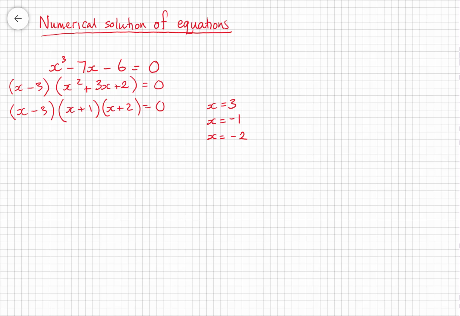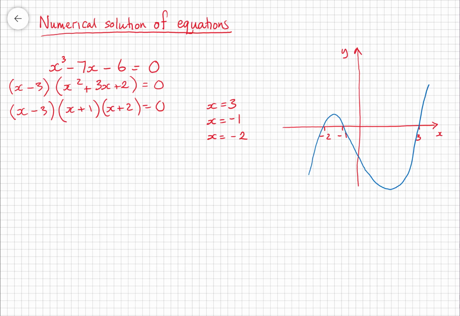What does this look like graphically? Well, I know minus 1 is a solution, minus 2 is a solution, and 3 is a solution. And from my knowledge of the sketching of curves, I know that because I've got a positive x cubed in my relationship, the curve is going to look something like this.